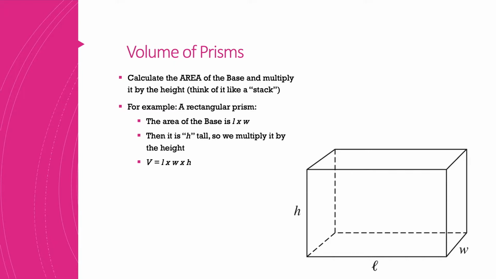So what we do is we find the area of the base, so we take length times width, and then we have to think about, well, how many layers would there be? There would be h, or however tall it is. That is why our volume is length times width times height.